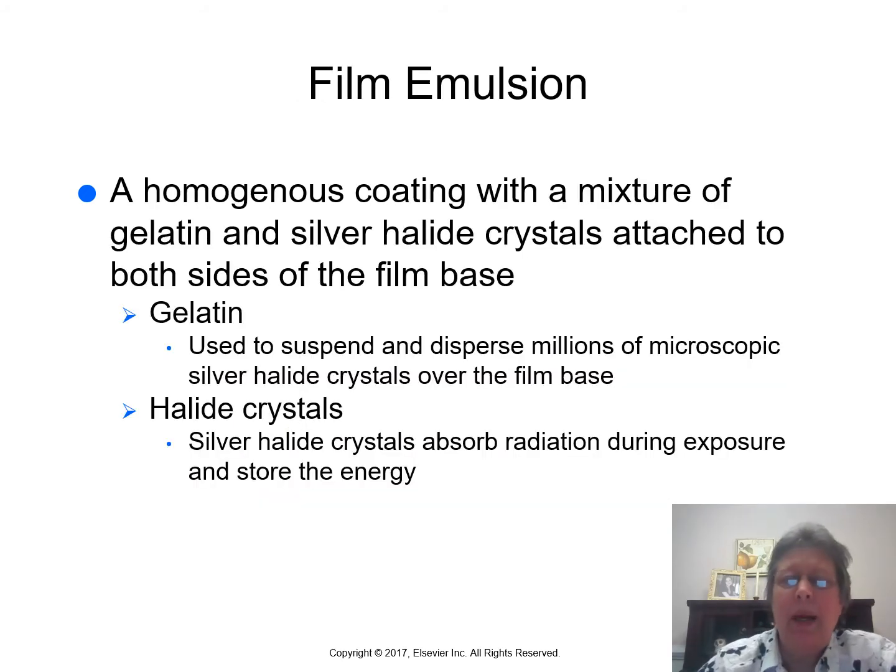We've talked a lot about the film emulsion. The film emulsion is very delicate. It's a homogeneous coating with a mixture of gelatin and silver halide crystals that are attached to both sides of the film. The gelatin is just used to suspend and disperse the silver halide crystals over the complete base of the film. The silver halide crystals we've talked about are what actually absorb the radiation to produce that latent image.